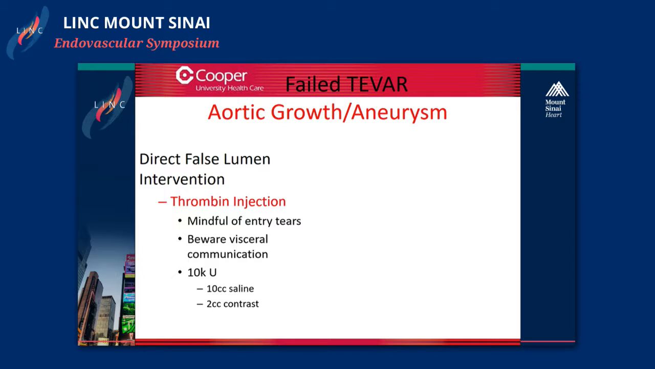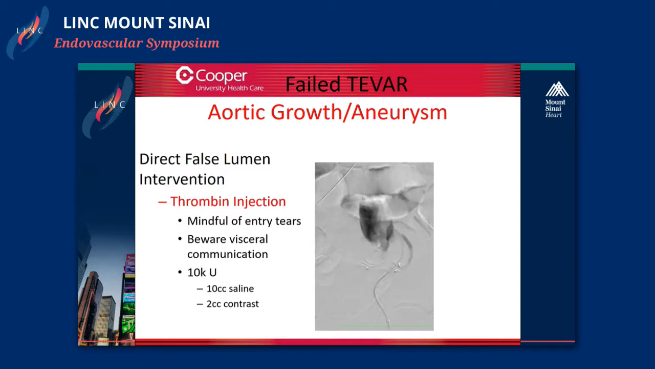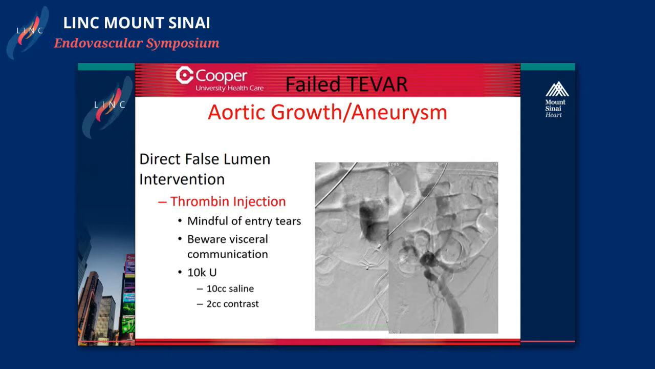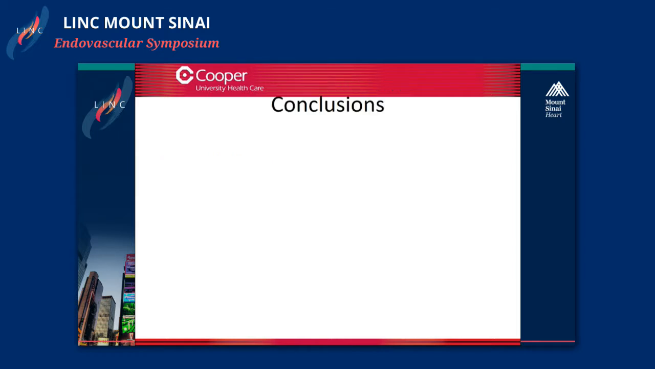We use 10,000 units in 10 cc's of saline with a hint of contrast. And here you can see the injection, which immediately produces false lumen thrombosis in that patient. And I use the Amplatzer plugs as sort of a barrier so it wouldn't go into the pelvis. And you can see here's the arterial phase injection, shows no more false lumen flow. So this was helpful because this patient had hypogastric aneurysms from his dissections bilaterally as well.